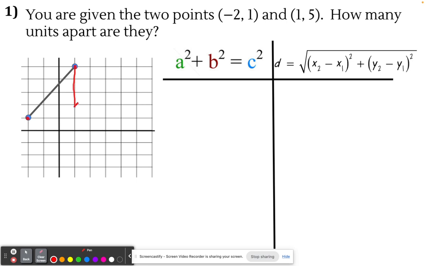I could draw a line down and make a nice right triangle. And I would say 1, 2, 3, 4. This is 4. And this is 1, 2, 3. And I could do 3 squared plus 4 squared equals c squared.